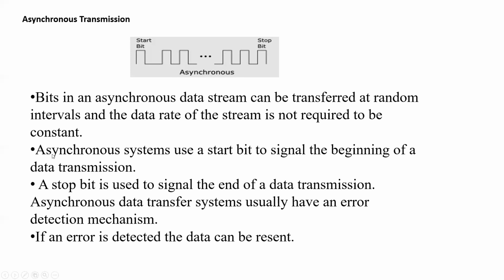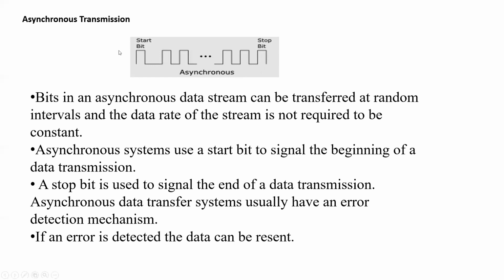An asynchronous system uses a start bit to signal the beginning of a data transmission, and a stop bit is there for the ending of the data transmission. Both asynchronous and synchronous transmission have an error detection mechanism. And if there is an error, what will be the policy? We will resend the same data.